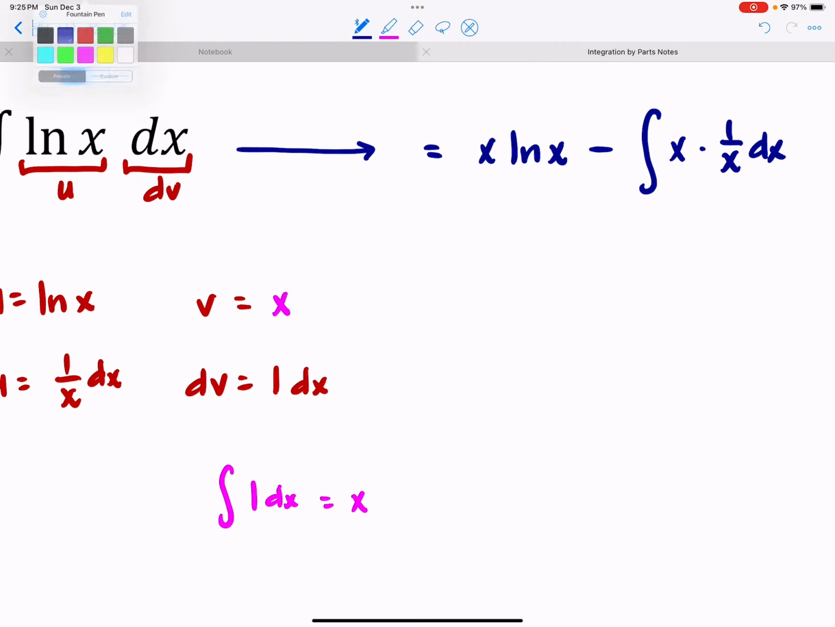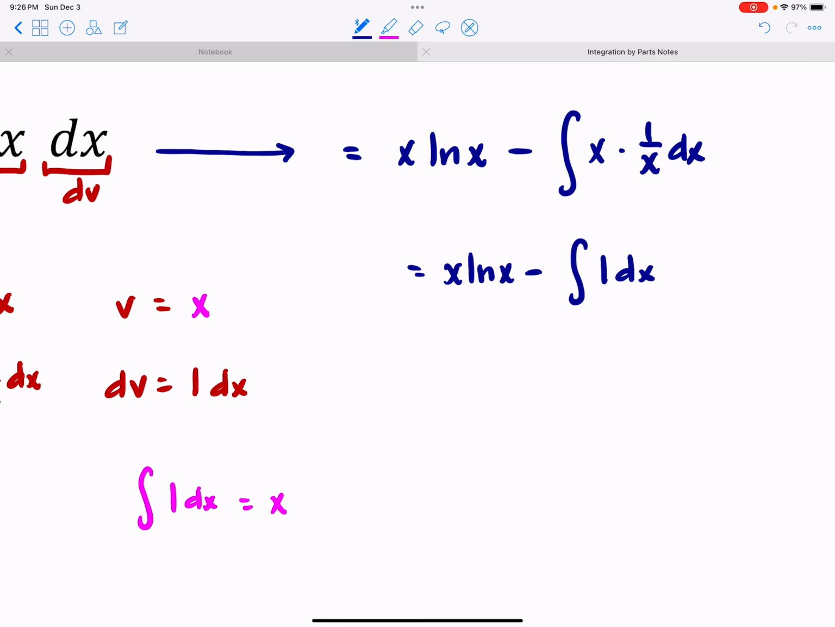Okay, so there's that. And before I actually integrate, that can be simplified. So x natural log of x minus, this becomes the integral of x times 1 over x, which is just 1. So this is just 1 dx. And again, you can see the integral we're taking now is super simple. So x natural log of x minus the integral of 1, which is x, and then we have our constant of integration, and we're in good shape.